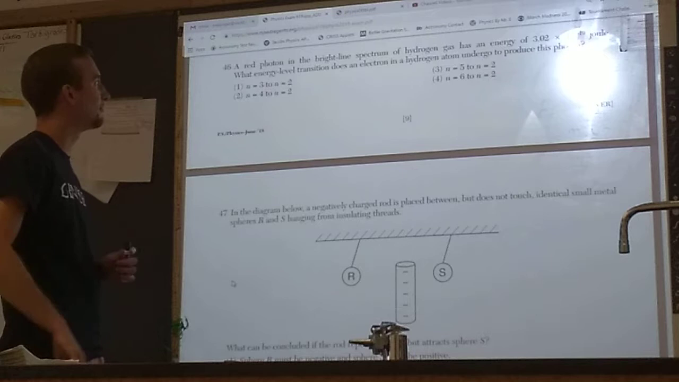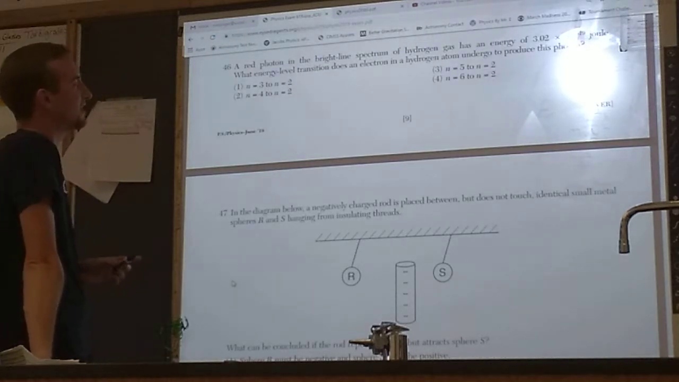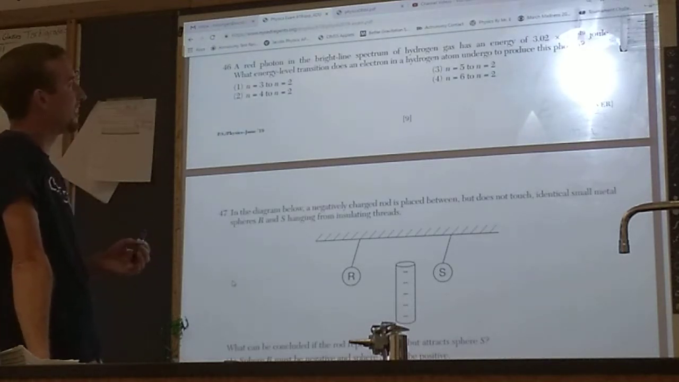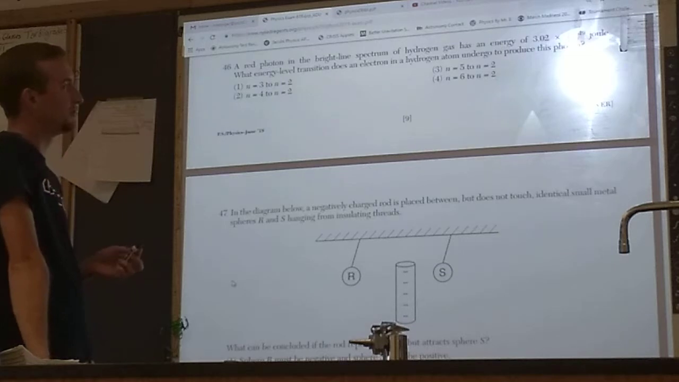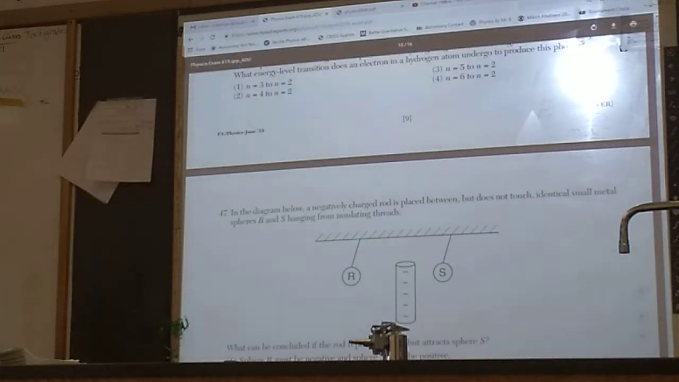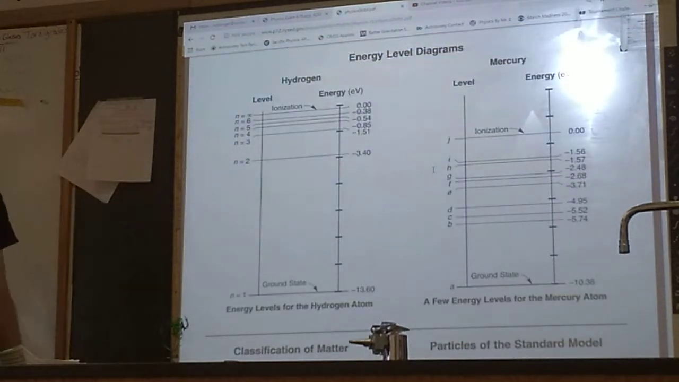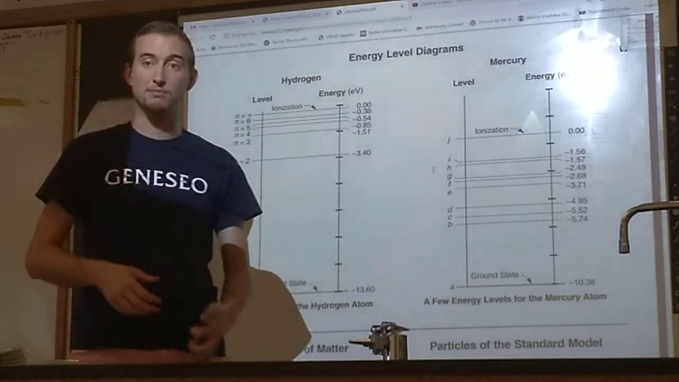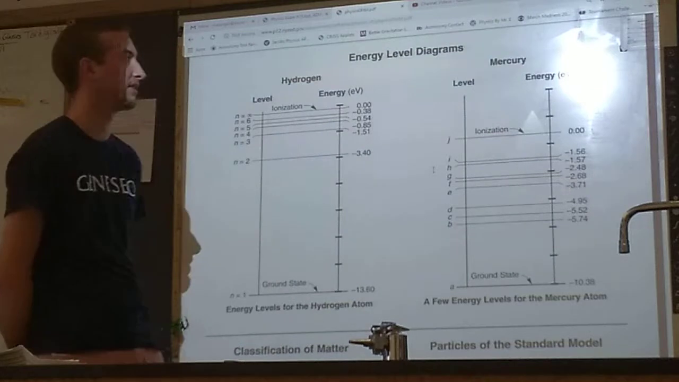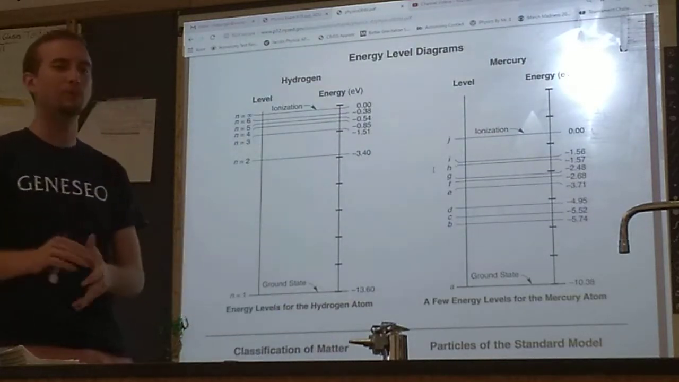A red photon in the bright line spectrum of hydrogen gas has an energy of 3.02 times 10 to the negative 19th joules. What energy level transition does an electron in the hydrogen atom undergo to produce this photon? So what we're being asked here is to determine there's a certain amount of energy that gets released with this photon being released from an atom, from an electron moving from one energy level down to the next. What was the initial energy level? What was the final energy level?